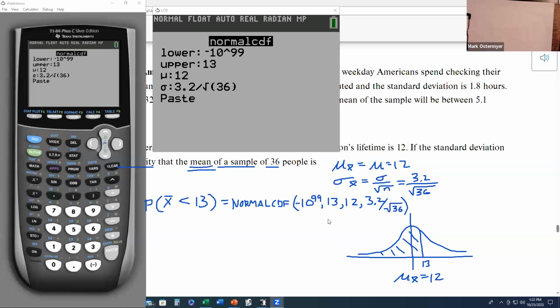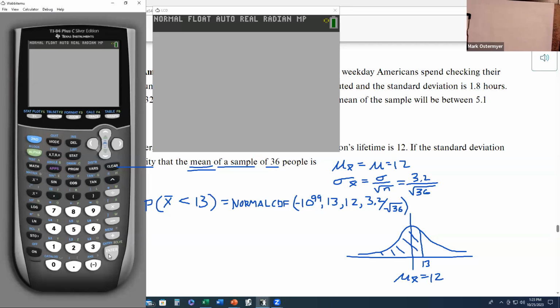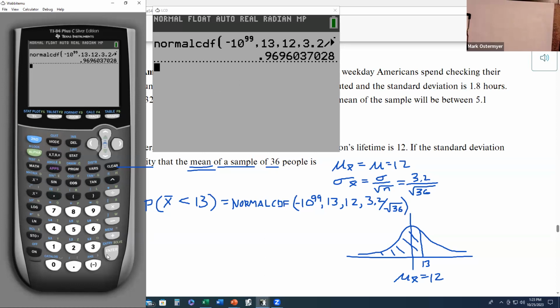So the lower endpoint is negative infinity, negative 10 to the 99th power. The upper endpoint of our interval is 13. The mean of the sampling distribution of sample means is equal, by the central limit theorem, to the mean of the population, which is 12. And the standard error of that sampling distribution is equal to the population standard deviation divided by the square root of the sample size, which is 36. 3.2 divided by the square root of 36. Dial it in, bring it up, and there's your probability, about 0.969. You could call it about 0.970. That would be okay.